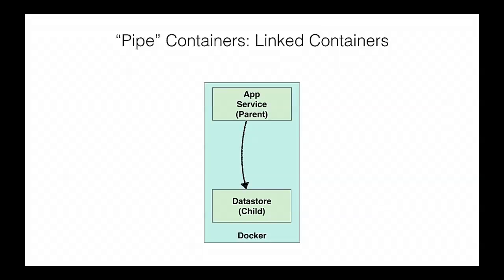So he went, pulled out a napkin, and he drew this. Basically, we've got an app service. It has a data store on the back end. And within the same Docker container, they link the containers. And in a lot of ways, there's a lot of similarities with how you might use Unix to pipe it to another command.